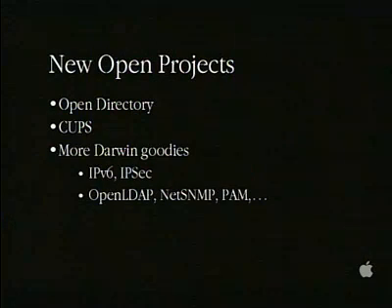The next one is CUPS, which is our new Common Unix Printing System, the underlying technology for the new print system in Jaguar. And a bunch of additional Darwin goodies, things like IPv6, which is now part of Jaguar, IPsec, and we've also integrated OpenLDAP, NetSNMP, and PAM for some of the security services and such. And there's a number of other projects that have been updated and other bits and pieces of Darwin that are all brand spanking new.